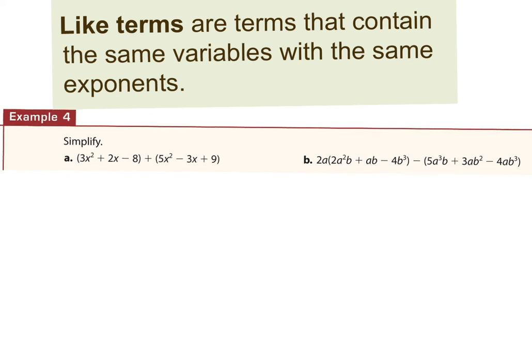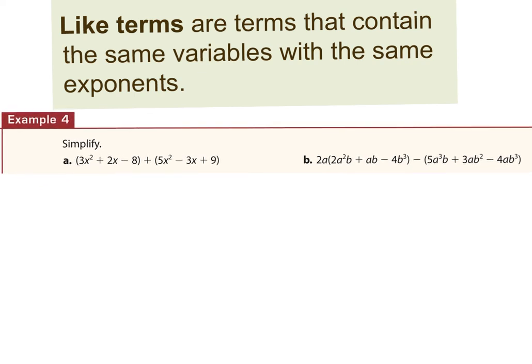And so that's what I'm doing here with number 4a. All right, and then I'm just going to verify my like terms. I have 3x squared plus 5x squared. Those are alike, so I can add my 3 and my 5, and I am going to get 8x squared.